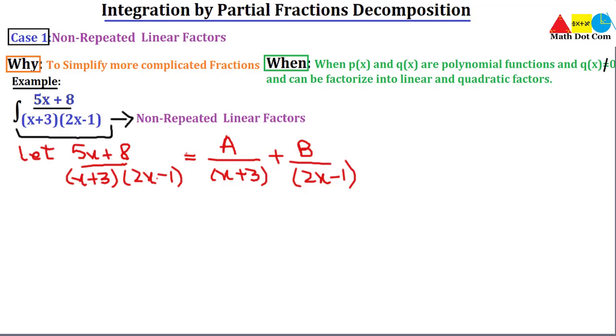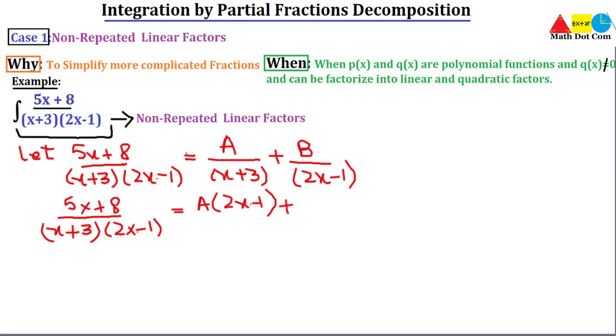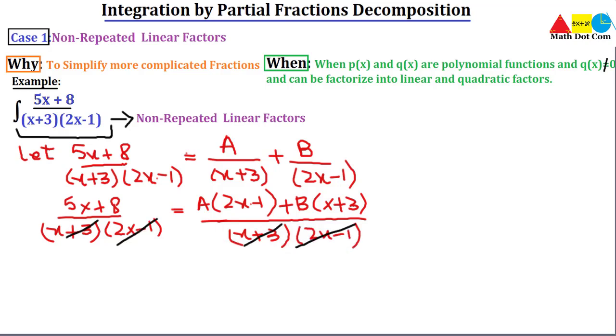Then we will take the integral. So it will be equal to 5x plus 8 divided by x plus 3 times 2x minus 1. Let's take the LCM, which gives a times 2x minus 1 plus b times x plus 3, divided by the denominator, since we have to take the LCM. Now we can cancel like this, and what are we left with?